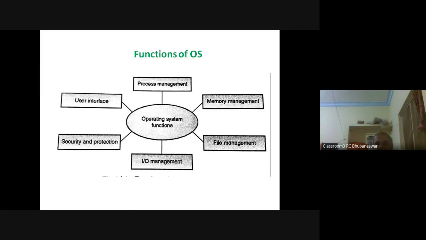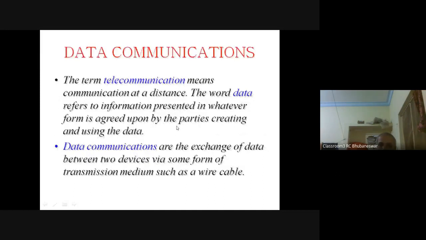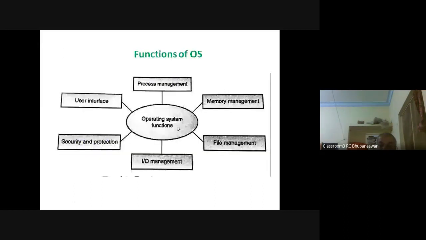ऑपरेटिंग सिस्टम का काम क्या है? Command interpretation, memory management, process management, IO device management, file management, security and protection. This is an important one also. And command interpretation, once again I am telling, command interpretation मतलब it decodes the command into machine understandable form.